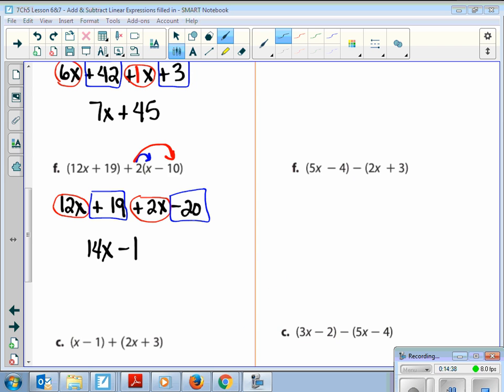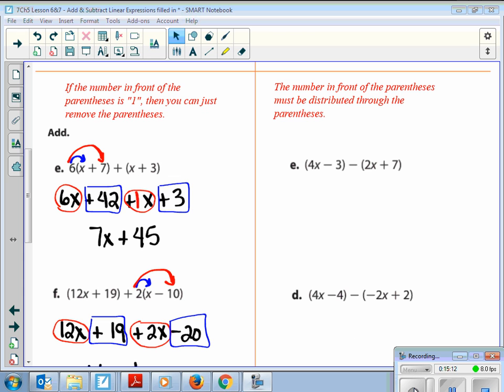Very good. So here we can just go ahead and take the parentheses away from the first quantity because that's just a positive 1 in front of that. So we take that away. We got 12x plus 19. Then over here we have a 2 in front of the parentheses, so we need to distribute first. So we have positive 2 times x, that's positive 2x, and positive 2 times negative 10 gives me a negative 20. So then we combine our like terms, and we end up with 14x minus 1.